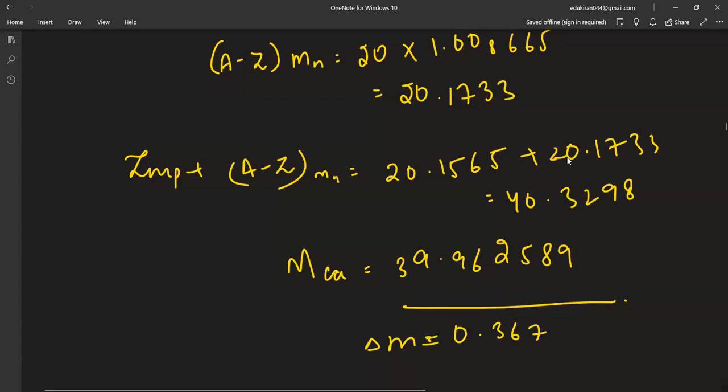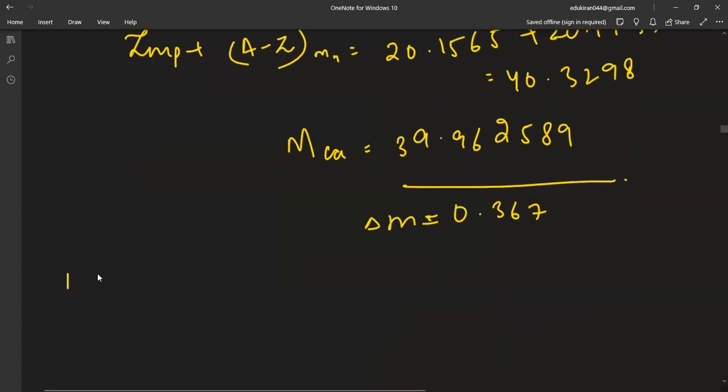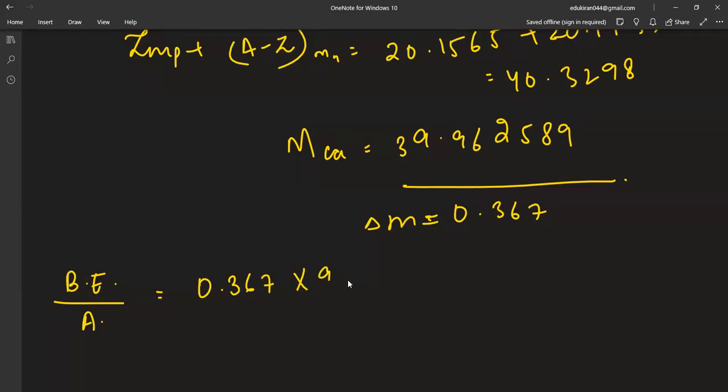So binding energy per nucleon, when we calculate, this will be 0.367 into 931. And since A is 40, this will be approximately 8.541925, something like this. That is the answer.